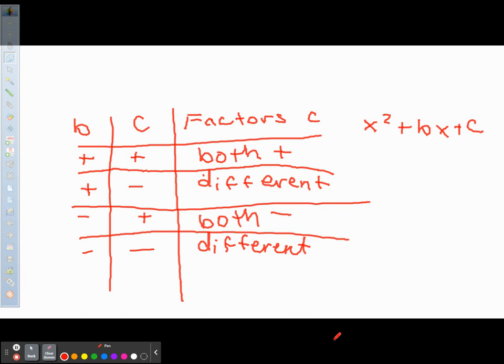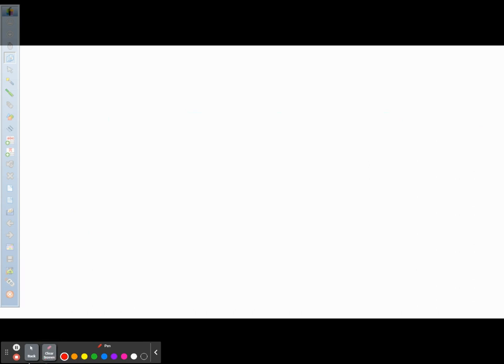Alright, let's get to the new polynomials. Now that you have pretty much this cheat sheet for whenever you're factoring, it can help you know if your two factors are going to both be positive, both be negative, or different. If they're going to be different, you've got to figure out which one's the positive and which one's the negative. So you just switch them around until you get the sum that you needed. All right, let's move on to new material.